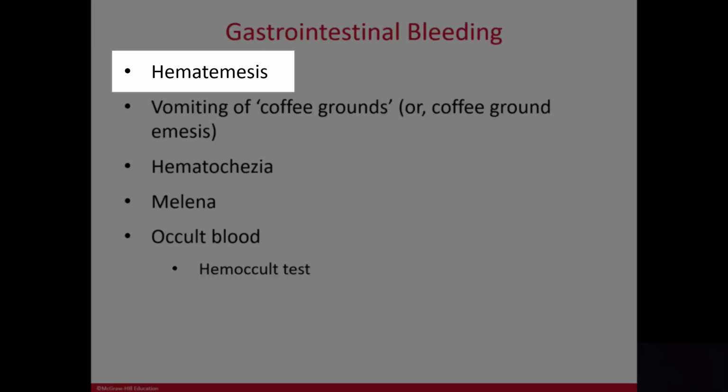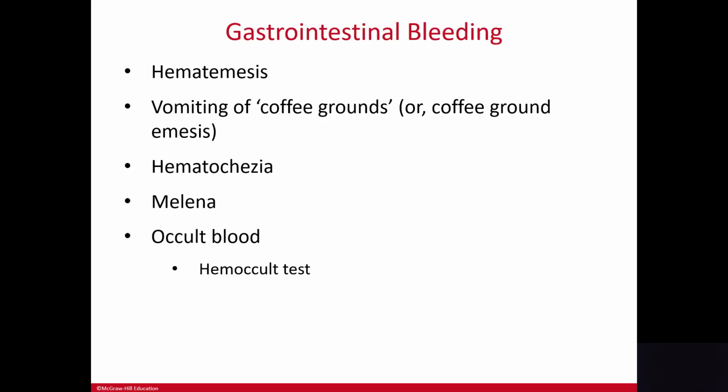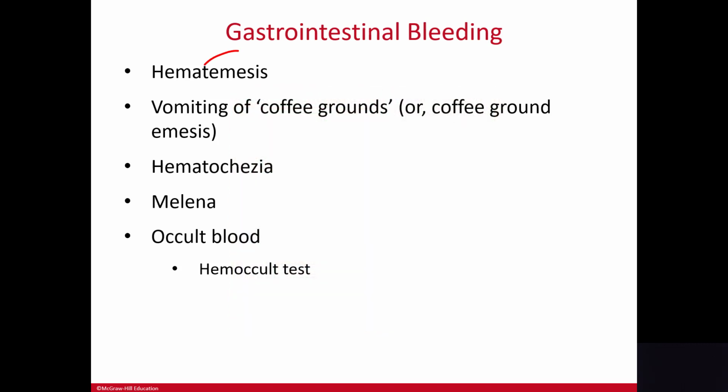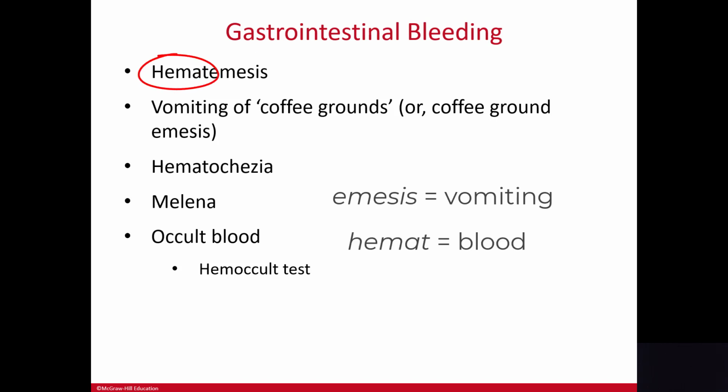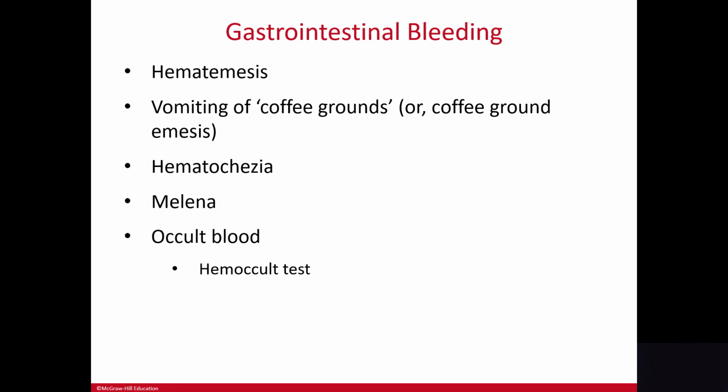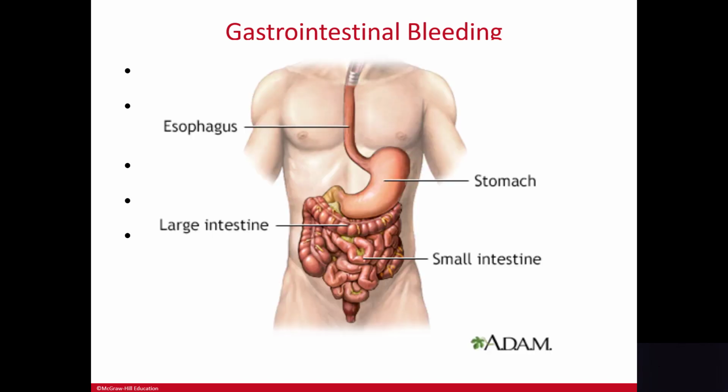So the first one is hematemesis, or sometimes pronounced hematoemesis. This is where the person is vomiting bright red blood. If you break that word down, the last part, emesis, means vomiting, and the first part, hemat, means blood. So this indicates acute bleeding somewhere in the upper GI tract. If the blood is bright red, it's new and it's coming from somewhere in the upper portion of the GI tract. So think esophagus or stomach or the first part of the small intestine, which is called the duodenum.